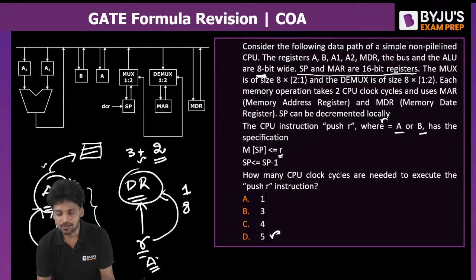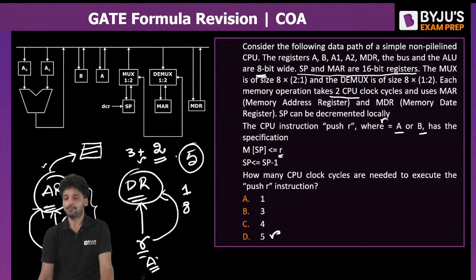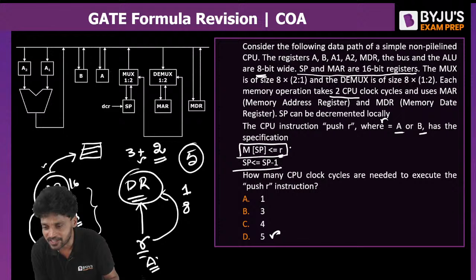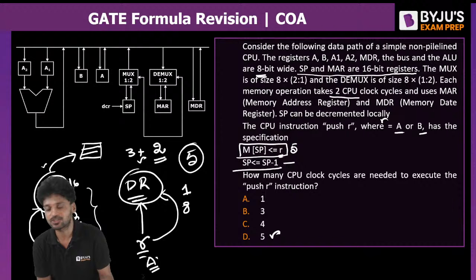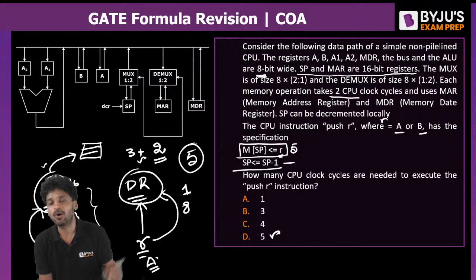Finally, to access the main memory, according to the question, it is just 2 clock cycles. So in total, 5 clock cycles only. Somebody can ask me, sir, there is one more operation. Here, only for the first operation you told it is 5 clock cycles. What about the second operation? The second operation also requires some clock cycles, right? But you don't need to worry, because it is given that SP can be decremented locally.